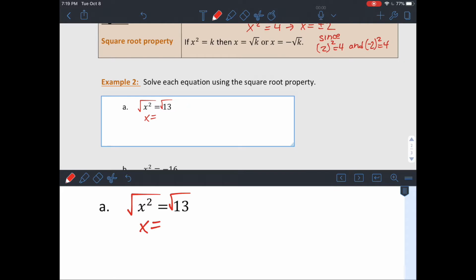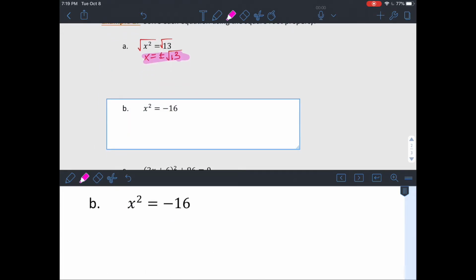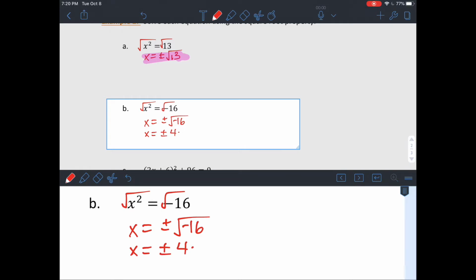So if I take the square root on this one, I'll end up with x equals positive and negative square root of 13. Doesn't break down, so that's it. Here, if you do the square root of -16, you'll have to factor out your i, and that'll just leave you with plus or minus 4i.